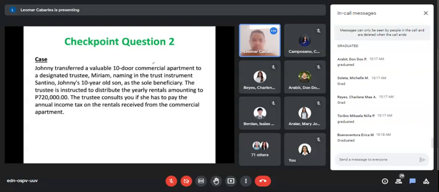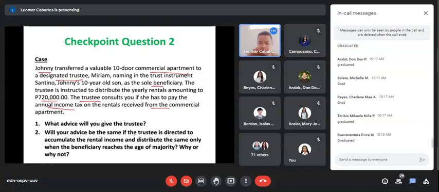So checkpoint question number 2. Johnny transferred a valuable 10-door commercial apartment to a designated trustee, Miriam, naming the trust instrument Santino, yung kanyang 10-year-old son as the sole beneficiary. The trustee is entrusted to distribute the yearly rentals amounting to $720,000. The trustee consults you if she has to pay the annual income tax on rentals received from the commercial apartment. So what advice will you give the trustee? And will your advice be the same if the trustee is directed to accumulate the rental income and distribute the same only when the beneficiary reaches the age of, why or why not?